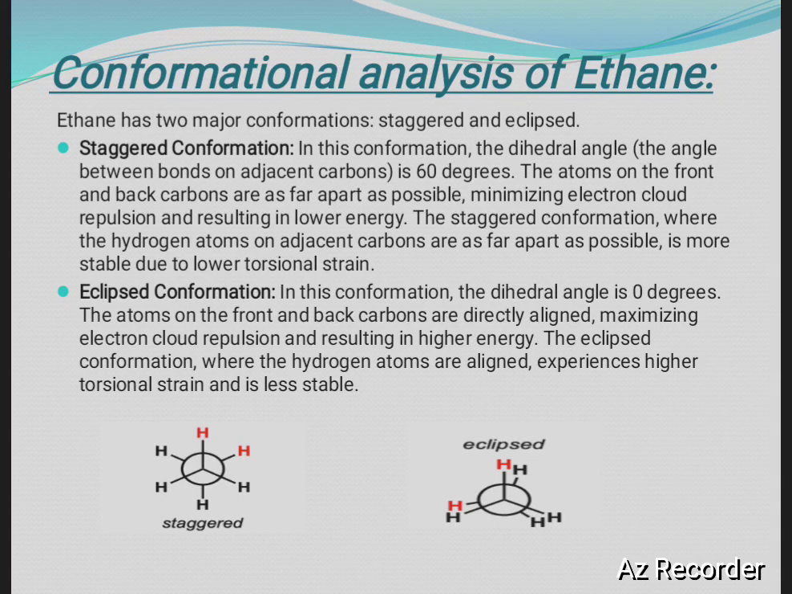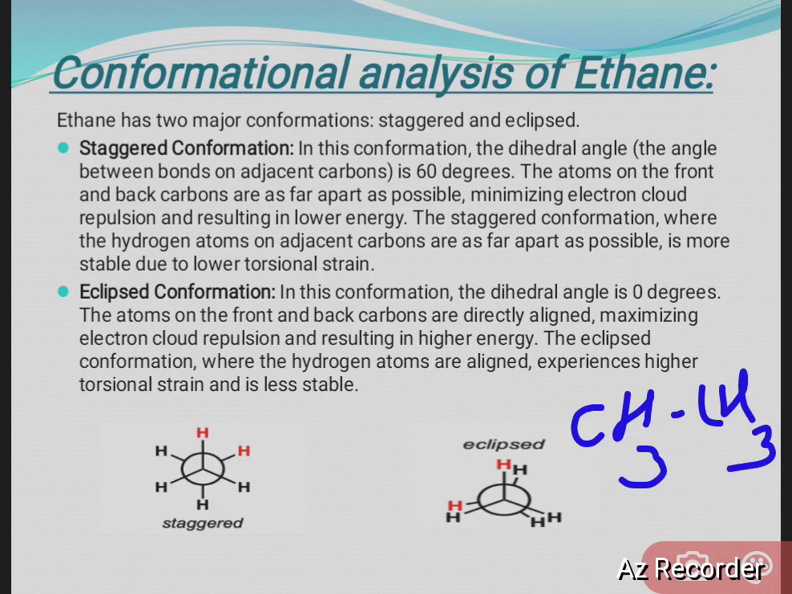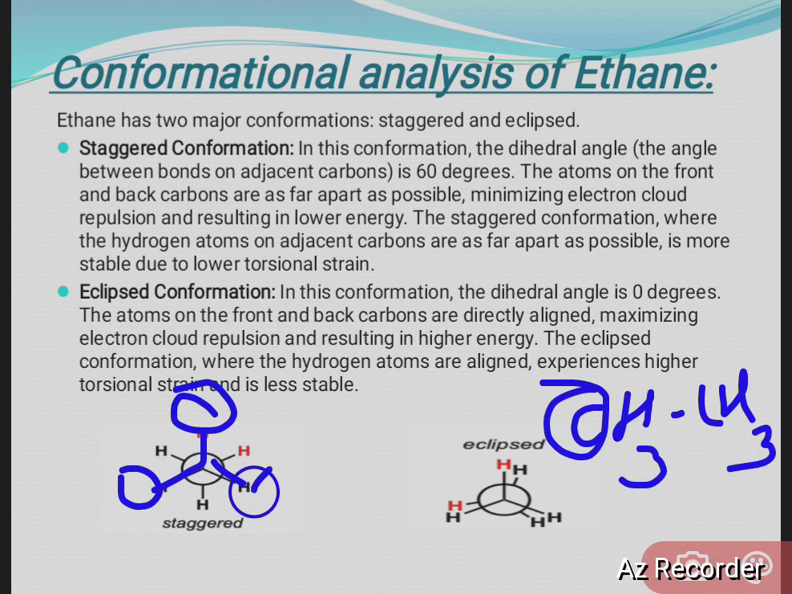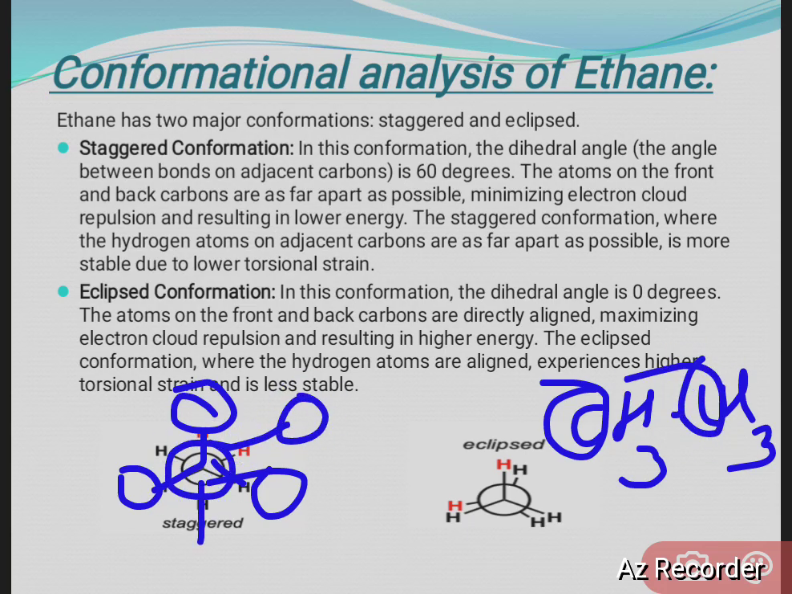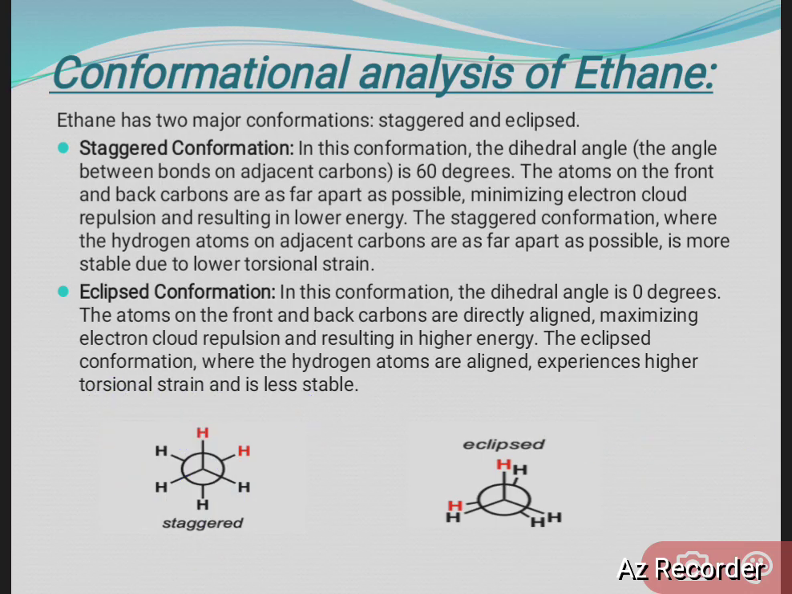Next, coming to the conformational analysis of ethane. What is the formula for ethane? Ethane is CH3, CH3. Here, to each carbon atom, three hydrogens are attached. Ethane has two major conformations: one is the staggered one, the other is the eclipsed conformation.